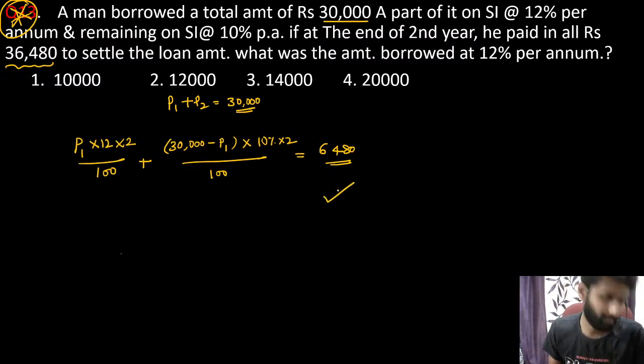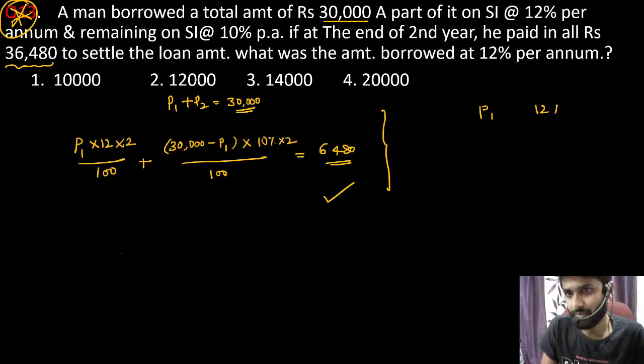So this is step number one. If you go with allegation mixes, guys, here P1 has a rate of interest of 12%, and the other one, P2, has 10%. Now we need to calculate the overall rate of interest. The overall value he gets is 6,480 rupees for 2 years.